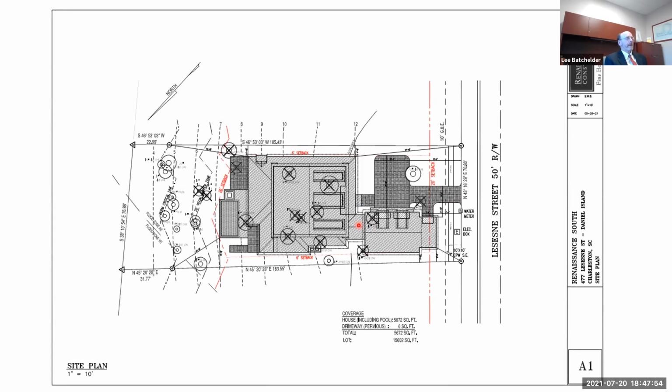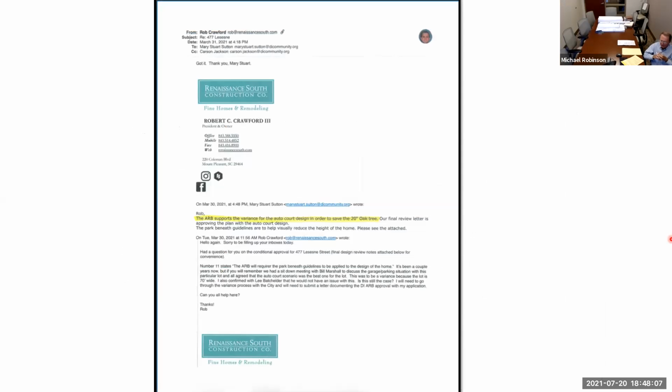So we recommend approval. The city recommends approval and there's no opposition. No opposition, Mr. Robinson. Mr. Judon moves for approval, seconded by Ms. Grass. All in favor signify by saying aye.